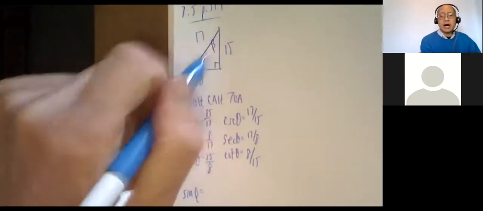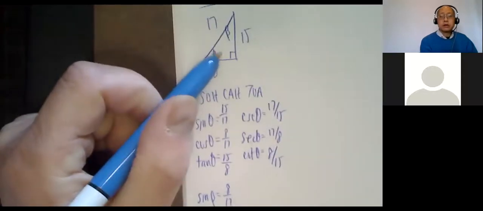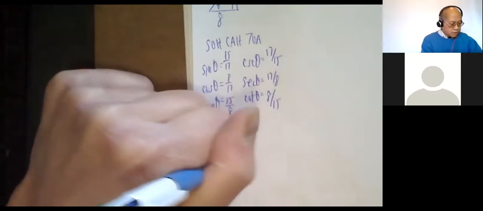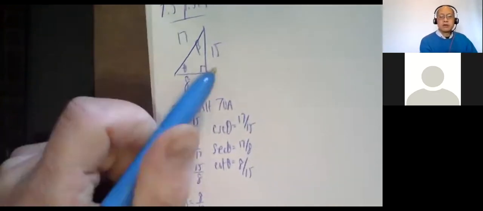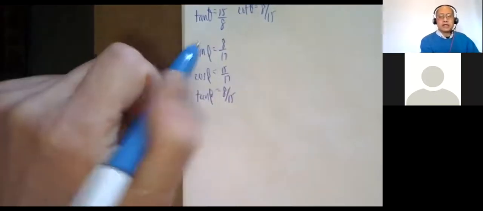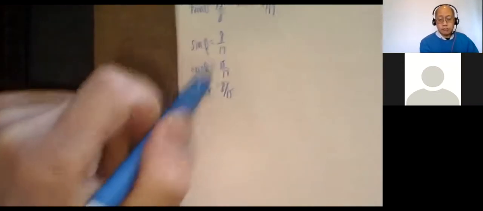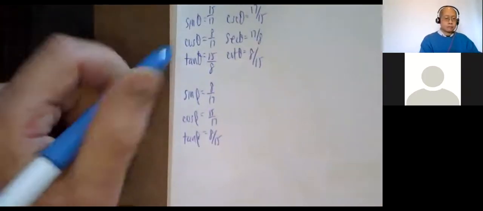Sine of beta, opposite over hypotenuse, 8 over 17. Cosine beta, adjacent over hypotenuse, 15 over 17. Tangent beta, opposite over adjacent, 8 over 15. Or you could say sine over cosine, 8 over 17 divided by 15 over 17. We know the way the game works. Cross out the 17, you have 8 over 15. And the reciprocals.